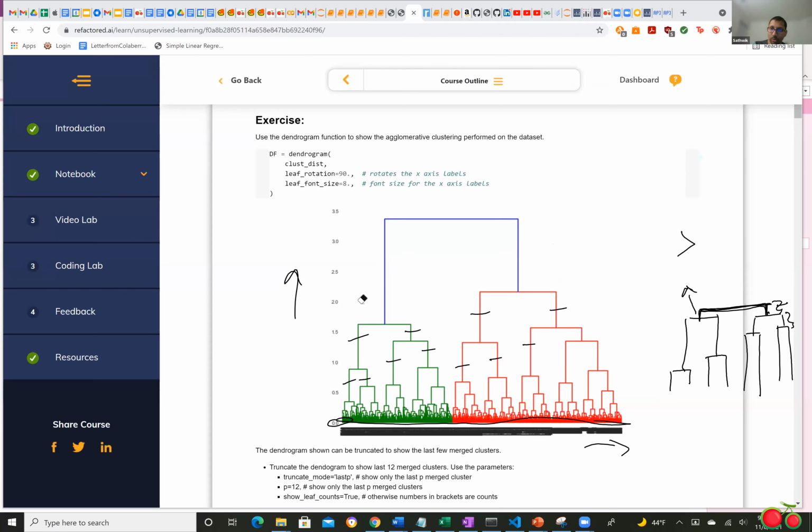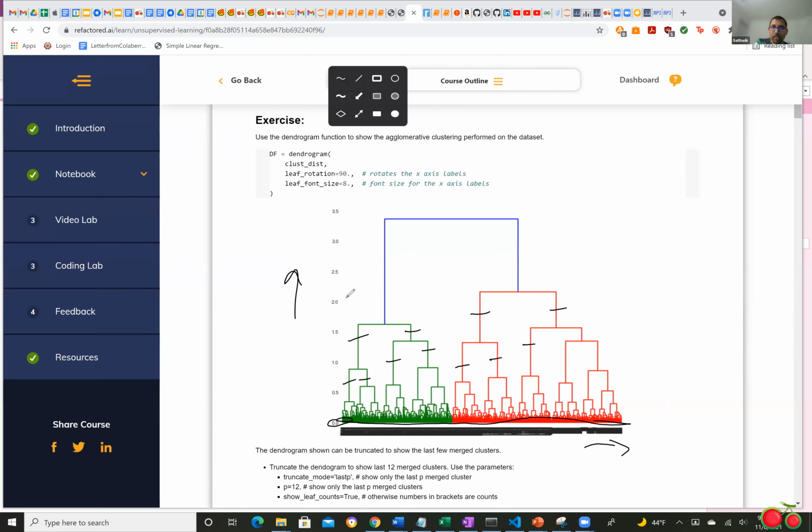But how you calculate them is, you cut this dendrogram using a horizontal line at a certain point, right? However many vertical lines it cuts through, that's the optimal number of clusters.